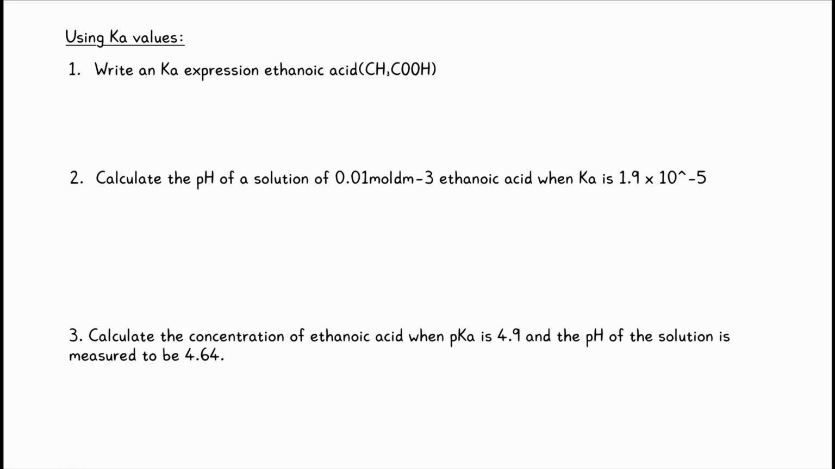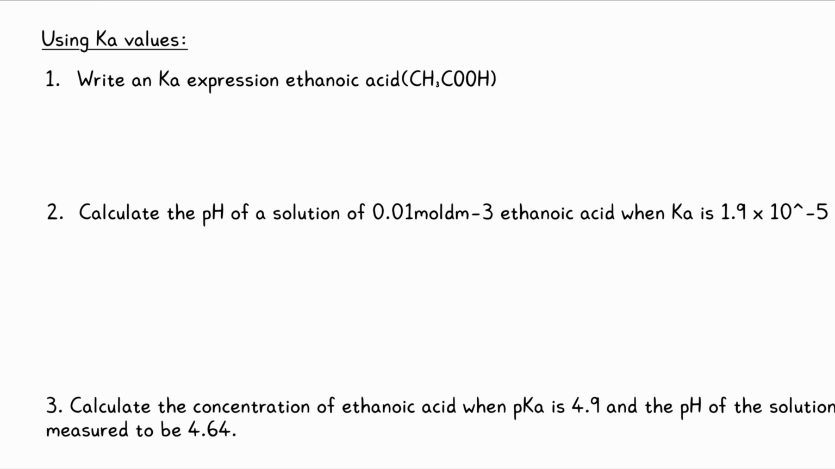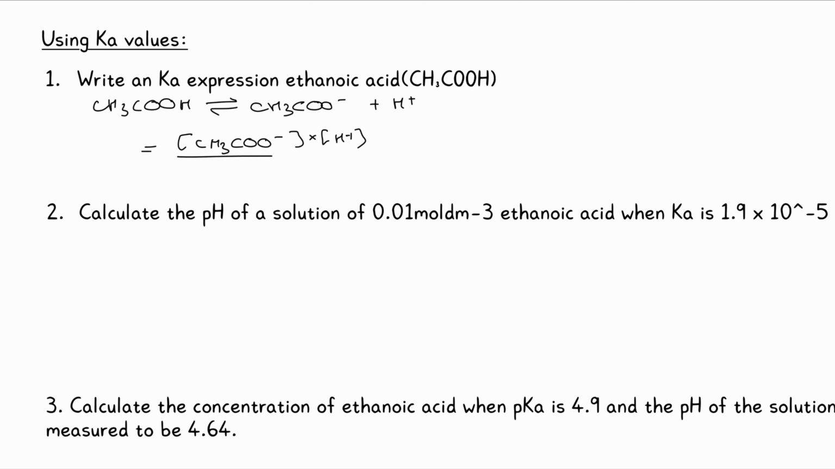Now, let's have a go at some questions. Write a Ka expression for ethanoic acid. First of all, let's start off with the chemical equation. Ethanoic acid, reversible symbol, splits into ethanoate ions, which look like this, and hydrogen ions. Now we're going to do it as if we're doing a Kc, which is the concentration of ethanoate ions times the hydrogen ions all over HA, which is ethanoic acid. And that would be my expression for Ka.